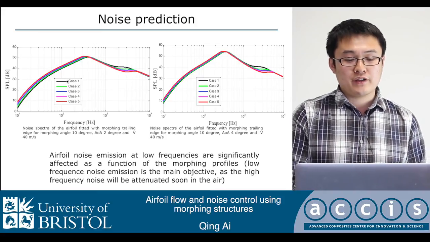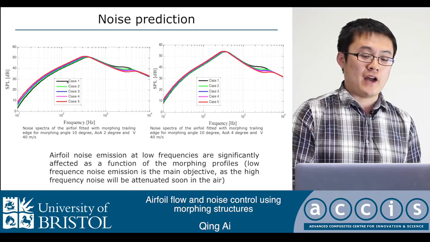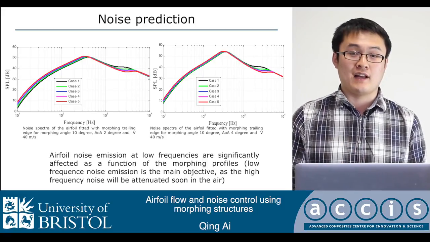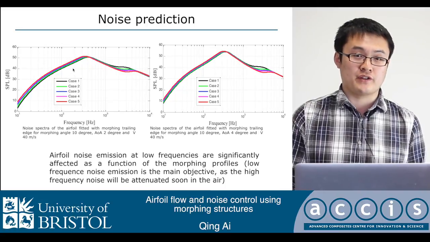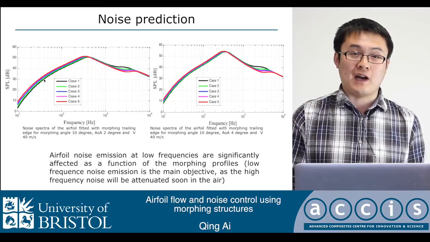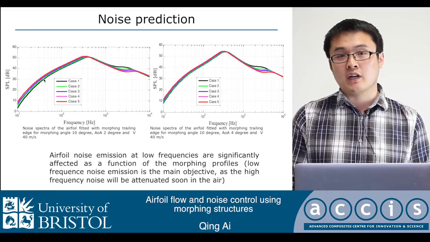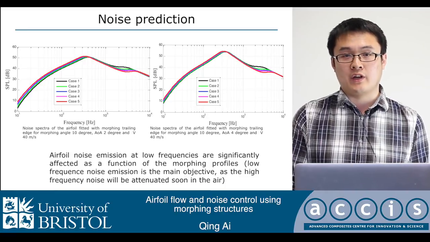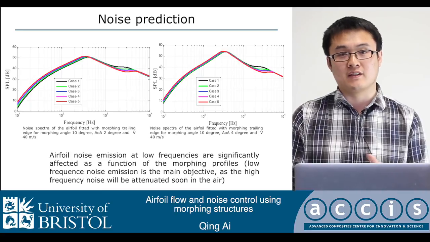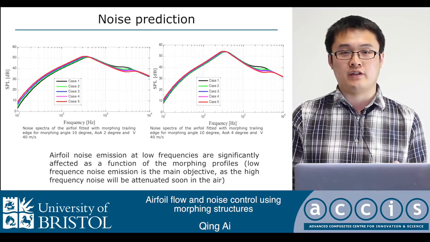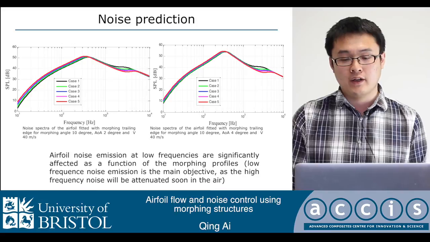So it clearly shows that as we change the profile from case 1 to case 5, the black line to the red line, the low frequency noise has been reduced by 3 to 5 dB. And the main objective of noise reduction is at low frequency, as the low frequency noise can travel further than the high frequency, which will be attenuated soon in the air.